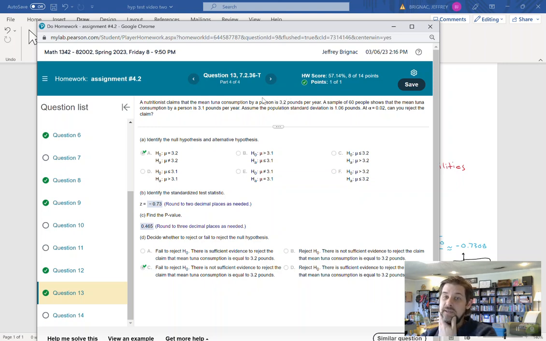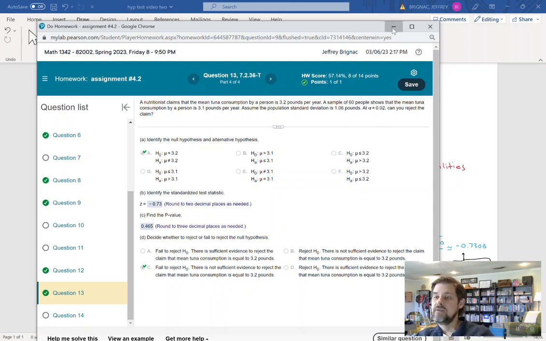All right. Now it's hard to judge just looking at the numbers, without doing any math, if this number is different enough from that one to start to question that the mean tuna consumption by a person is 3.2 pounds per year, but we'll do the math and we'll make a judgment. From there it says the population standard deviation is 1.06 pounds and the level of significance for our test is 0.02.